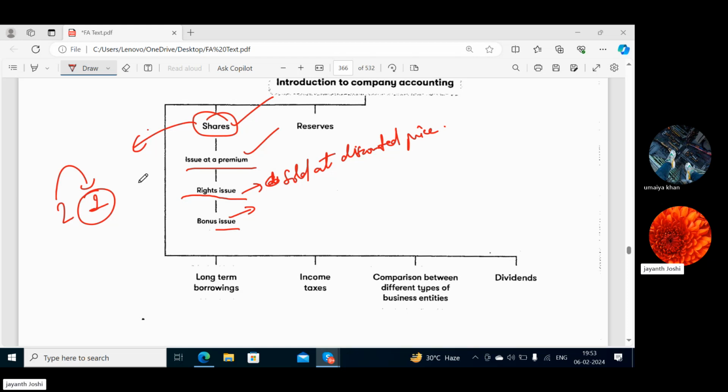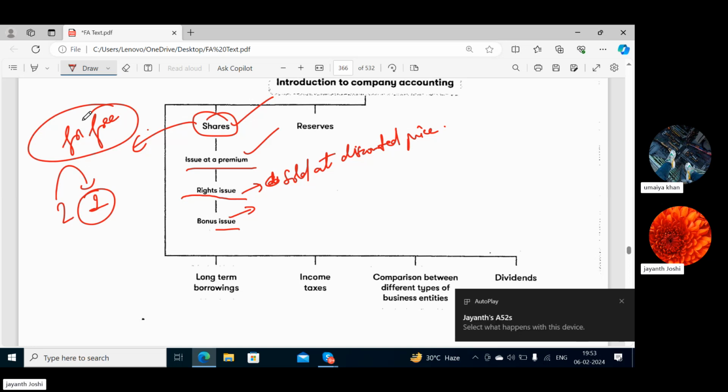So these bonus shares are given by the company to the existing shareholders for free. It's kind of a gift by the company to the shareholder instead of giving dividends. So this is given freely to the existing shareholders.